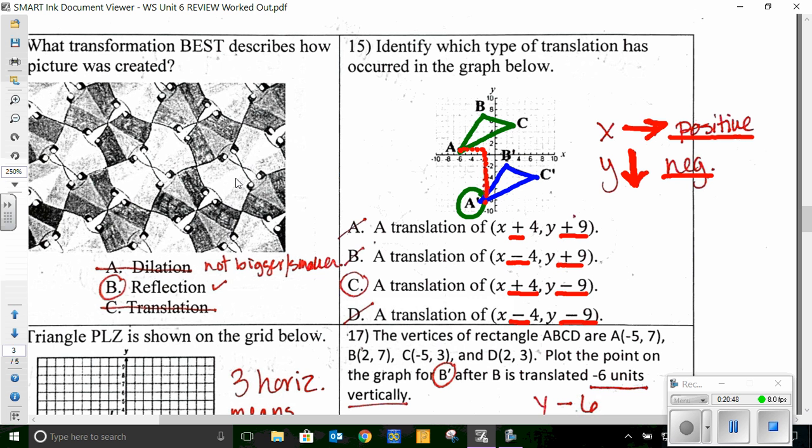So even if you can't read the picture or the diagram, think logically. It didn't matter that I couldn't tell that it was right 4 and down 9. It mattered that I knew that I was going positive for x and negative for y.